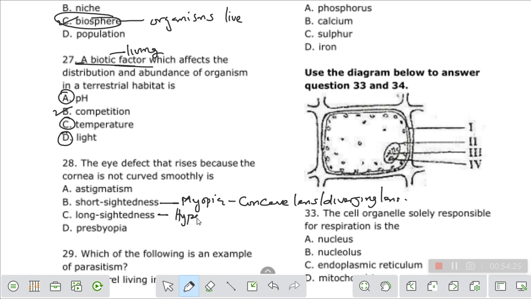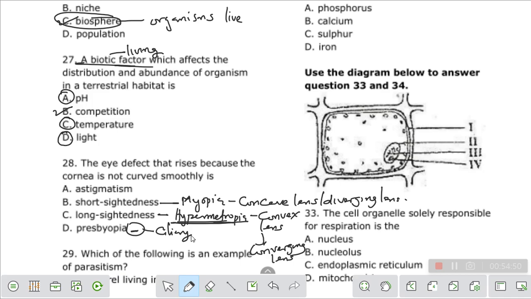But astigmatism, I said if someone draws a straight line, the person will not know, because the person cannot recognize a straight line. It's actually because the cornea is not curved smoothly. So it's actually astigmatism. And I said you can correct it using, I think, cylindrical lens, if I can still remember. So that's just the answer. Let's go to number 29.